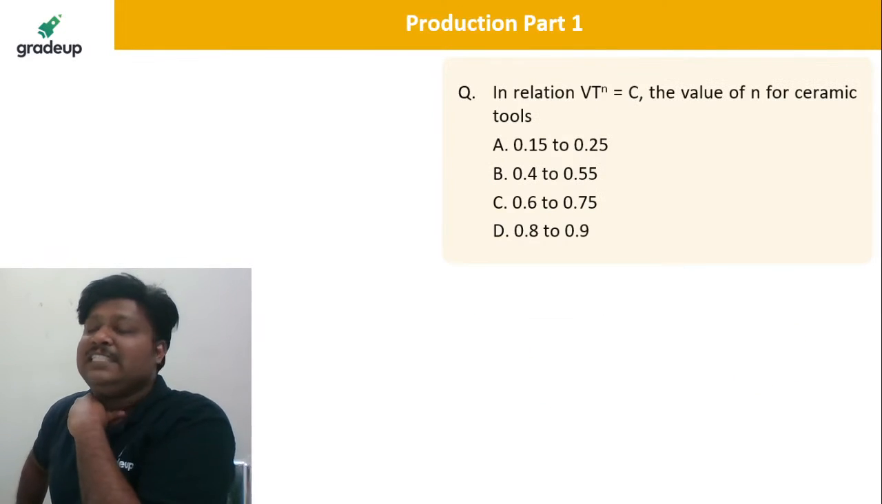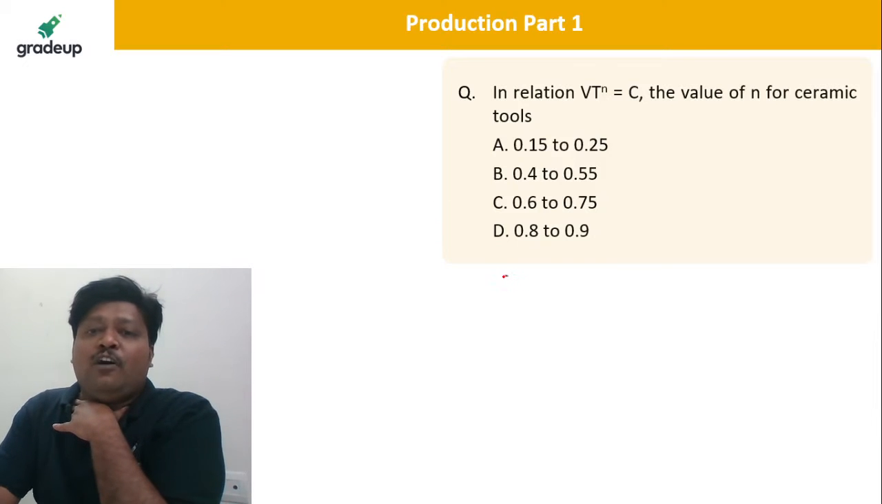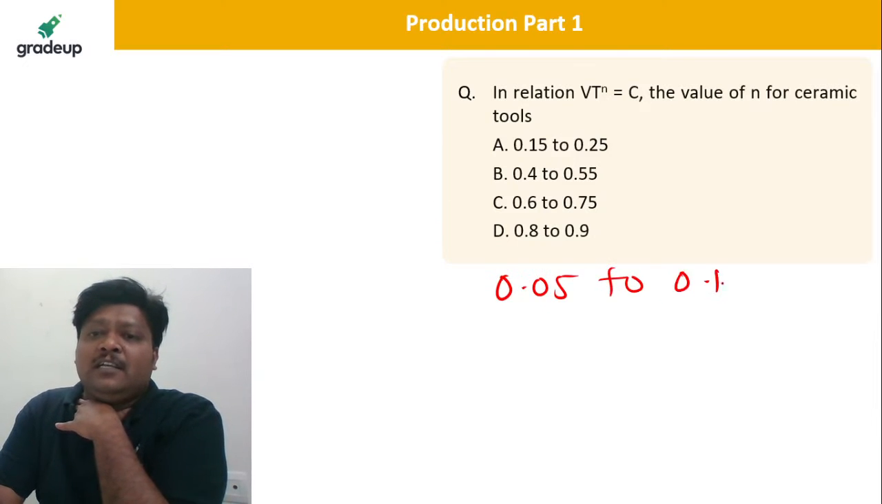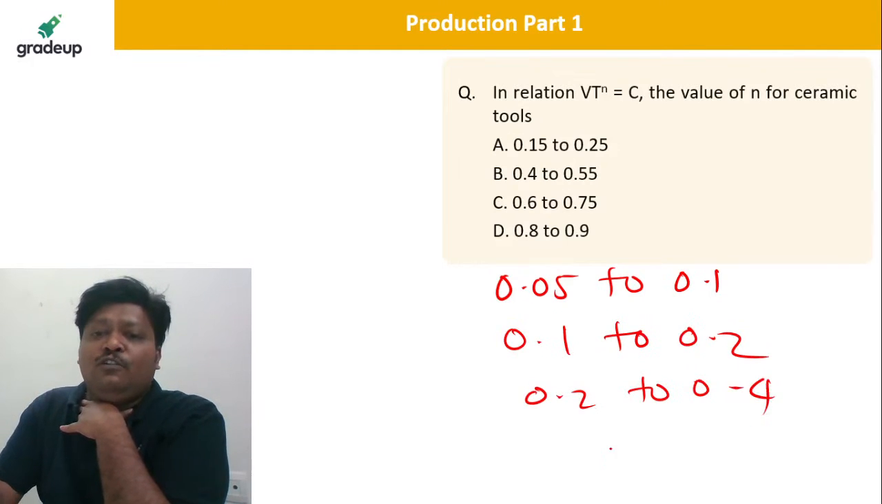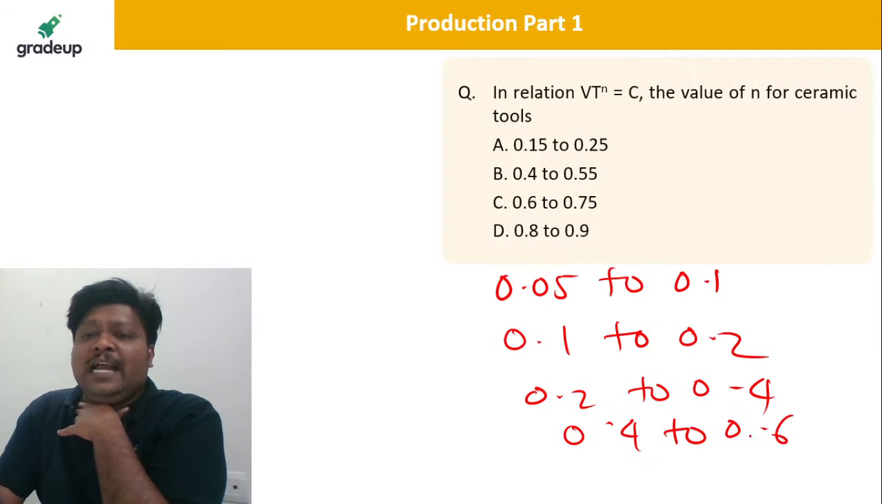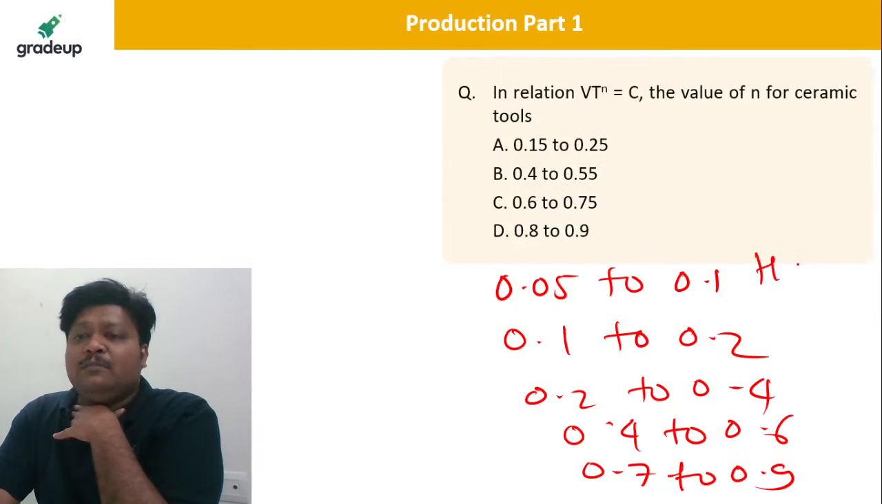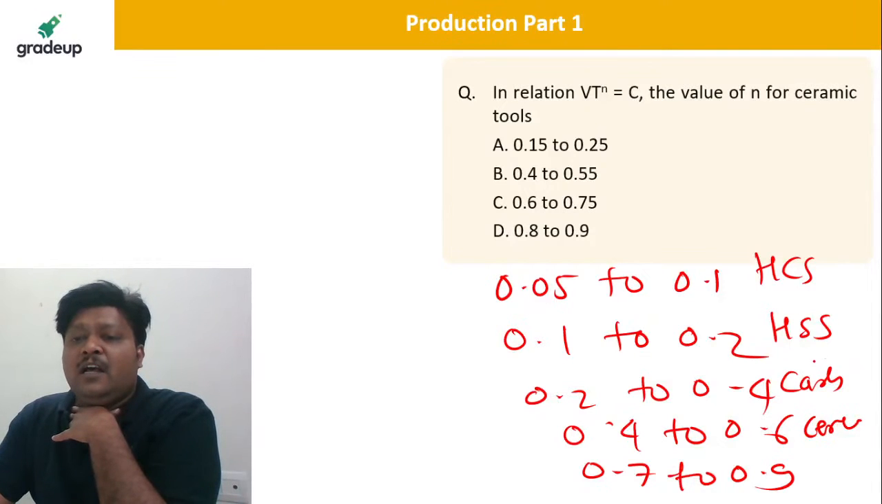VT to the power n for the ceramics. If I say 0.05 to 0.1, 0.1 to 0.2, 0.2 to 0.4 and 0.4 to 0.6, and after that 0.7 to 0.9. So this is for high carbon steel, this is for high speed steel, this is for the carbides, this is for the ceramics, and you can go for 0.7 to 0.9 for the diamonds. 0.4 to 0.6 ceramics, 0.2 to 0.4 the carbides.